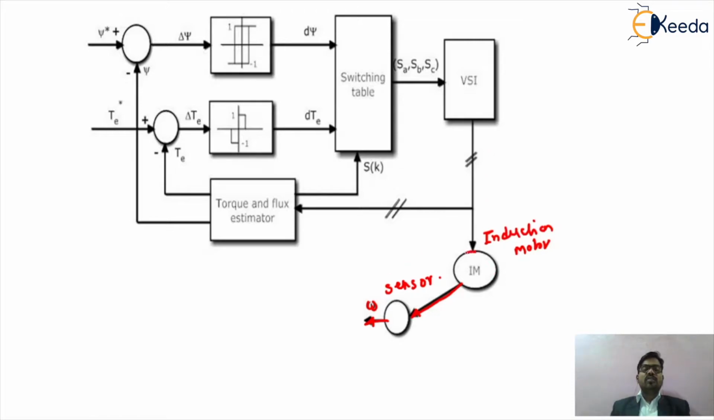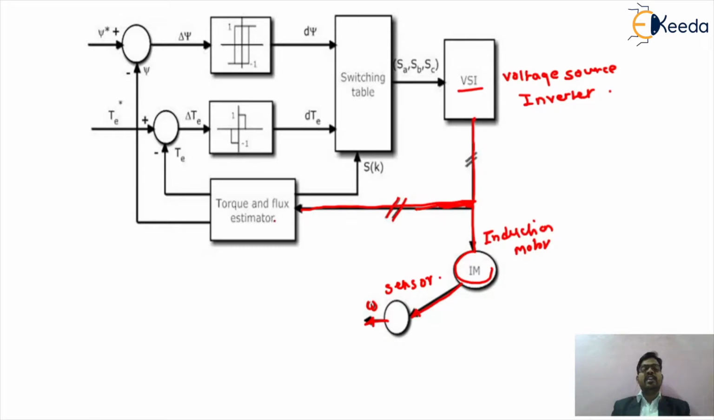So this induction motor will be basically controlled by means of your VSI. The VSI will be treated as a voltage source inverter of your induction motor. So from the VSI to the induction motor, we are getting the values of the reference voltages and currents. Basically, as we know, we are getting the value of this voltage and currents.